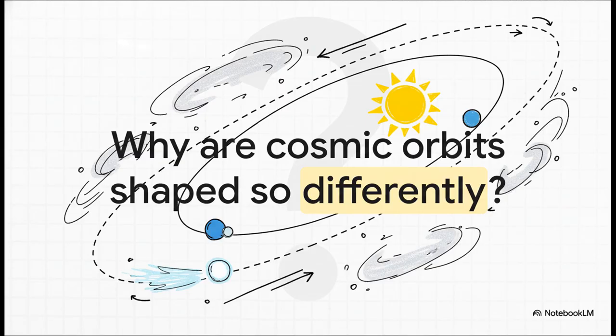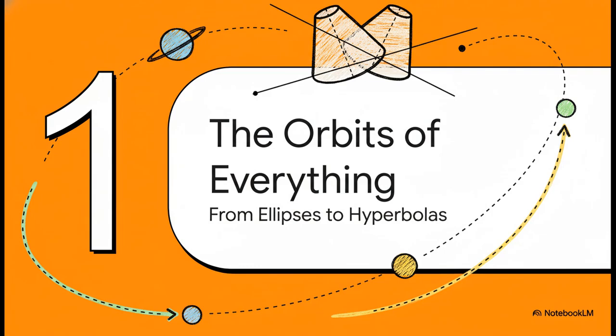path, but then a comet can just swing by one time and then vanish forever into deep space? How can the same laws of physics create such totally different journeys? Well, that's the big question we're going to tackle. It turns out these paths aren't random in the slightest. The stable ellipse of a planet, the escape path of a space probe, and that wild flyby of a comet, they're all, believe it or not, part of the exact same geometric family, the conic sections.